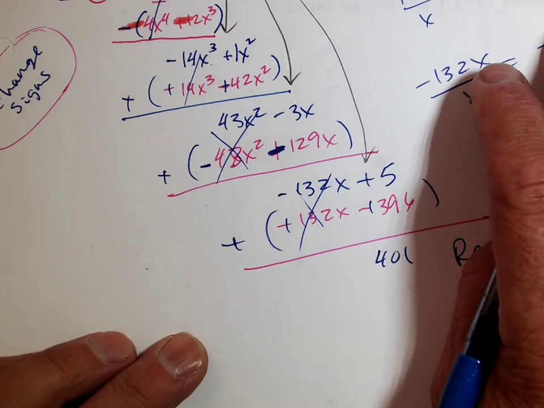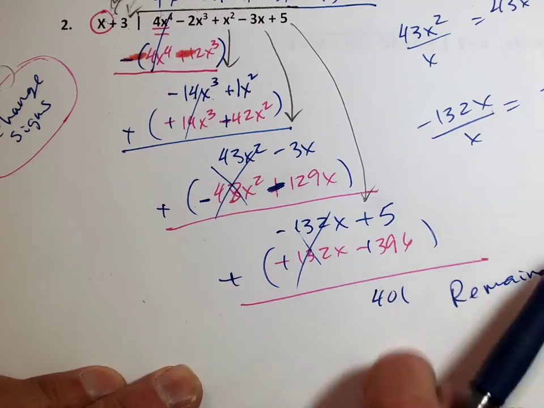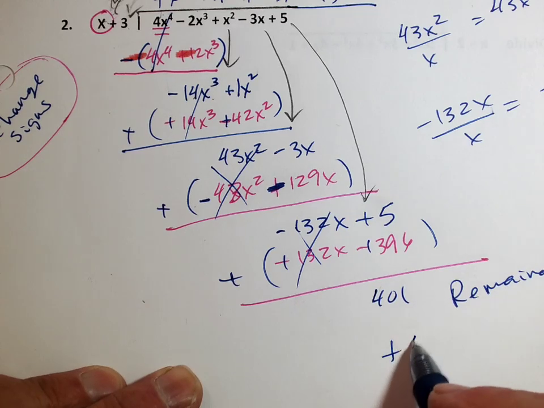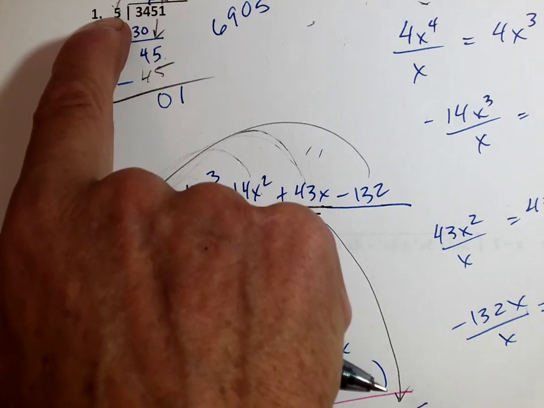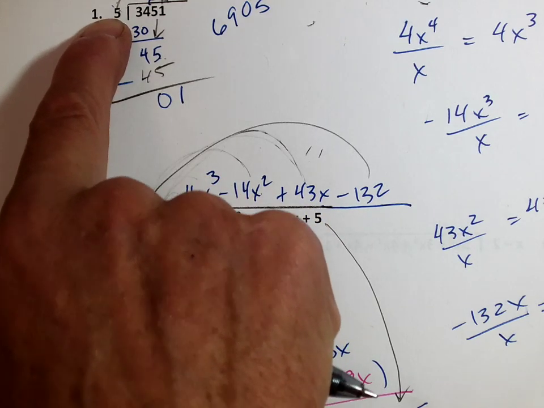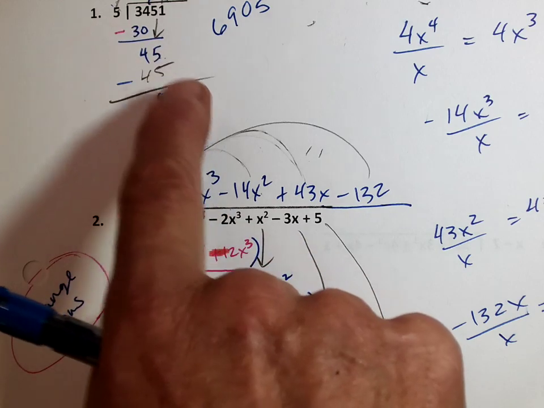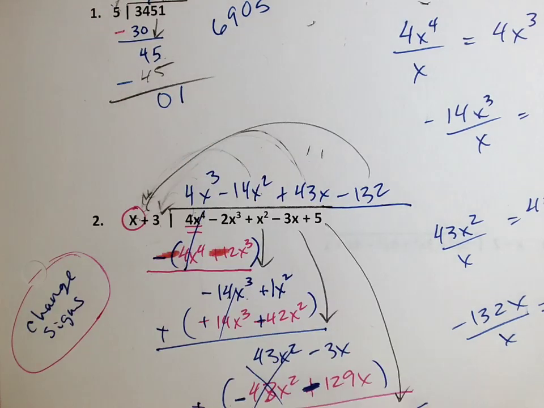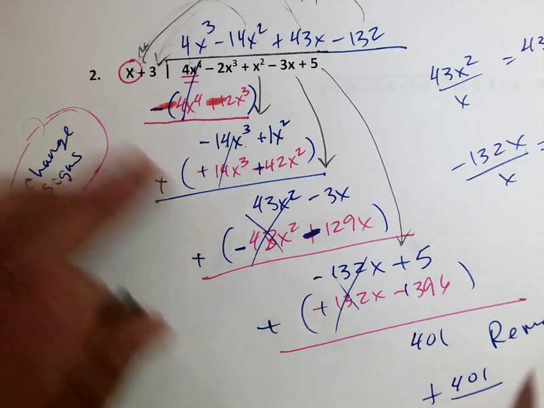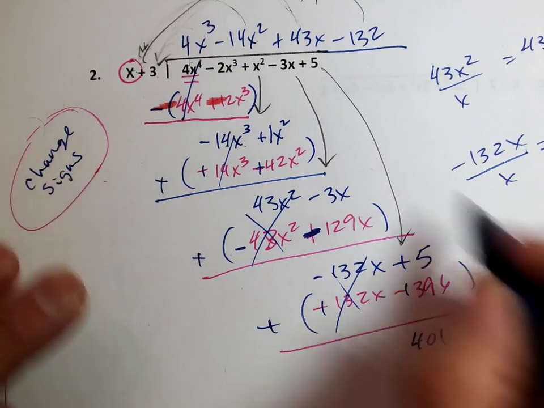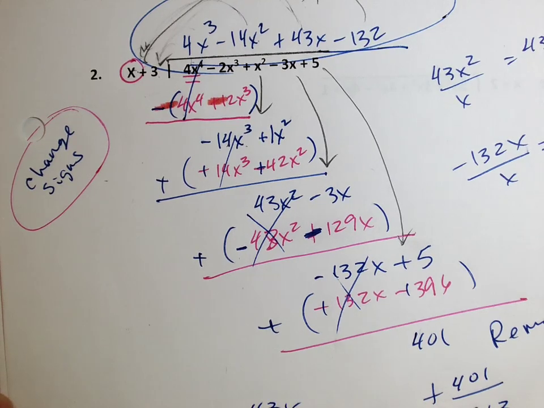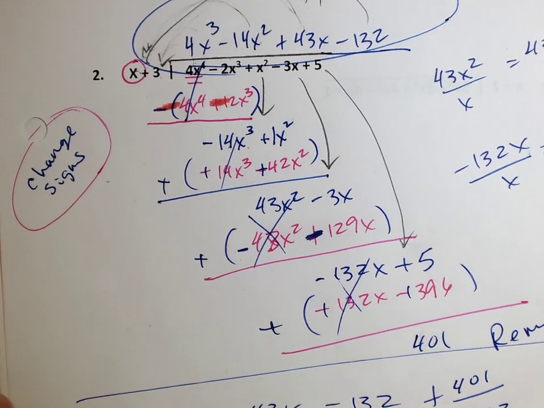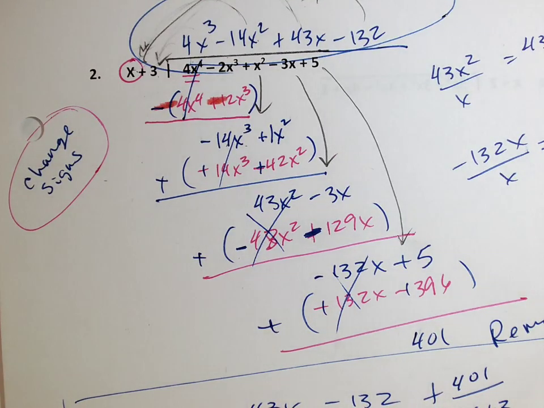However, you can't do the decimal on this one, can you? No. So what you do is you take your 401. So your remainder is your 401 over what you divided by. So this is 1 over 5. Watch. In 6th grade math, we said that our remainder is this over this, what we divided by. So our remainder is going to be 401 over x plus 3. So here's my answer: 4x cubed minus 14x squared plus 43x minus 132 plus 401 over x plus 3.